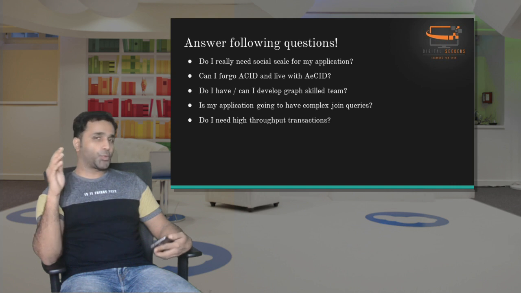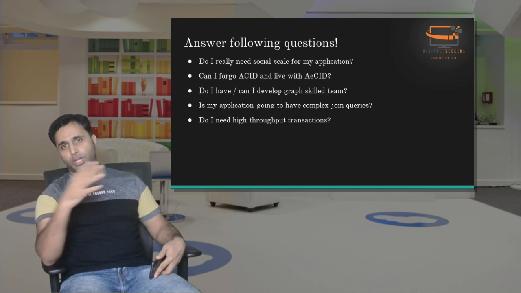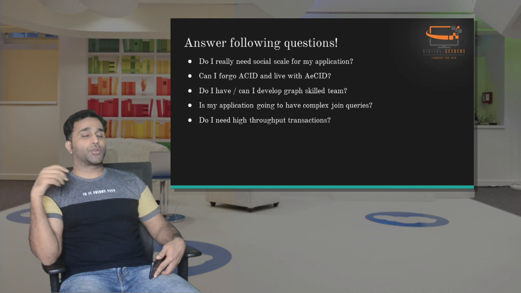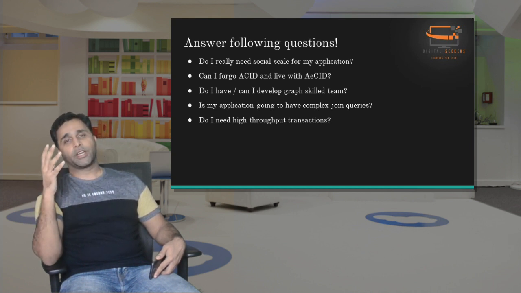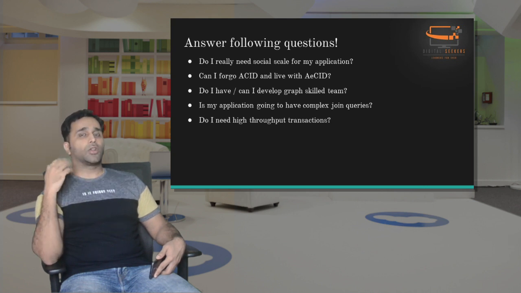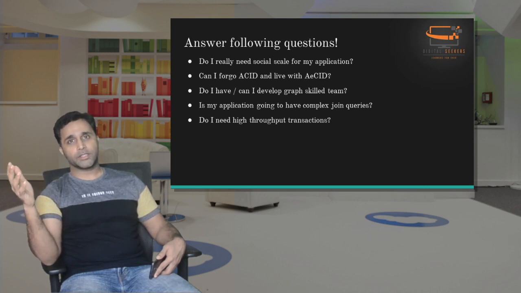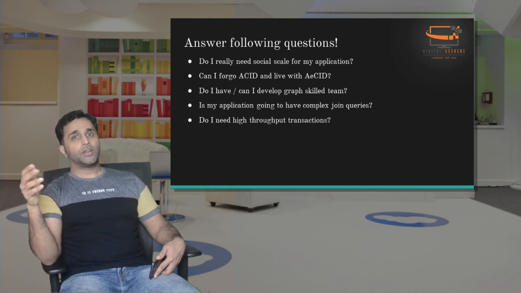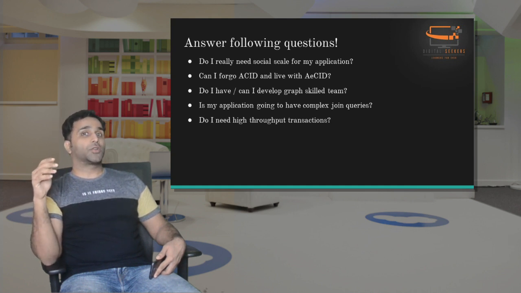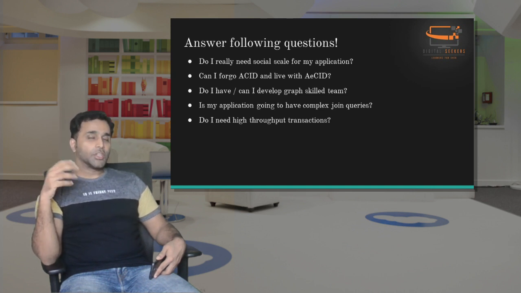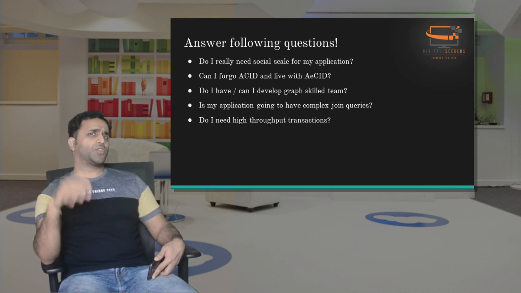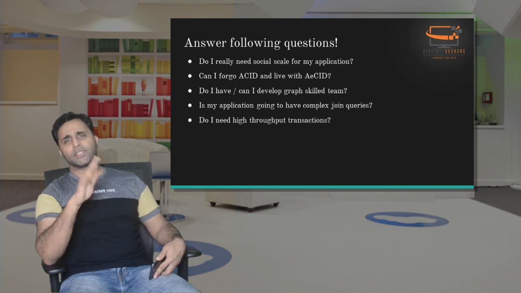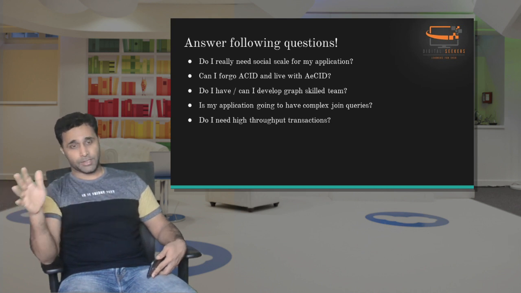And do I need high throughput transactions? As I said, you have tons of tables, and your transactions are taking a lot of time because of triggers that get fired whenever you are inserting data. You have a lot of things happening behind the scenes apart from your insert queries or your update queries. So you have to really think about, do I need transactions which are real time? These are the cases wherein you have to go for a graph database. So if you have answered any 4 of these questions yes, then it is certain that you are looking for a graph database.